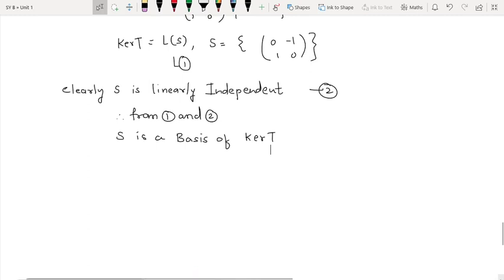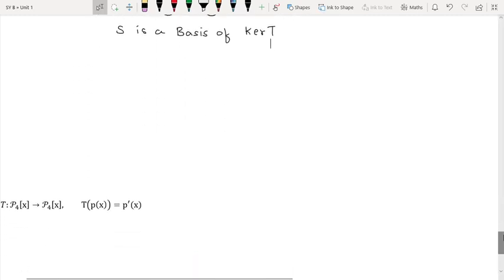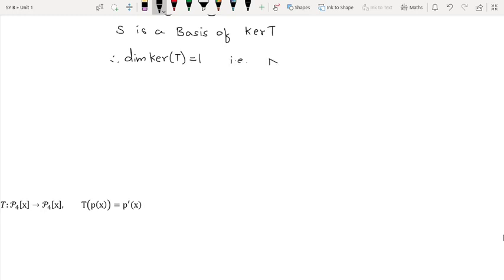And therefore, what is the dimension of the kernel of T? It is 1. That is nothing but the nullity of T, which is 1. Okay, so I'll call it term 3.